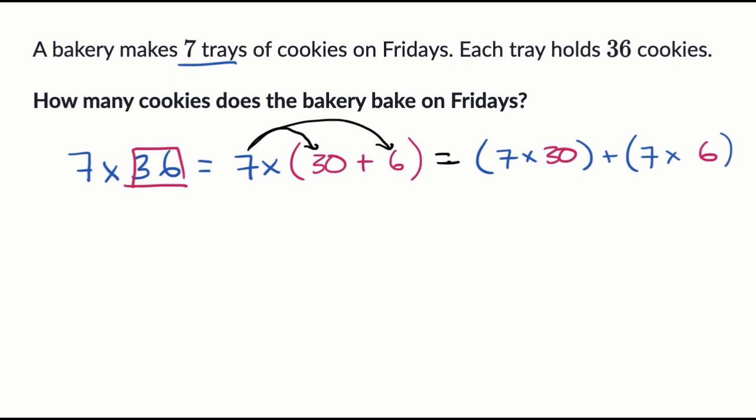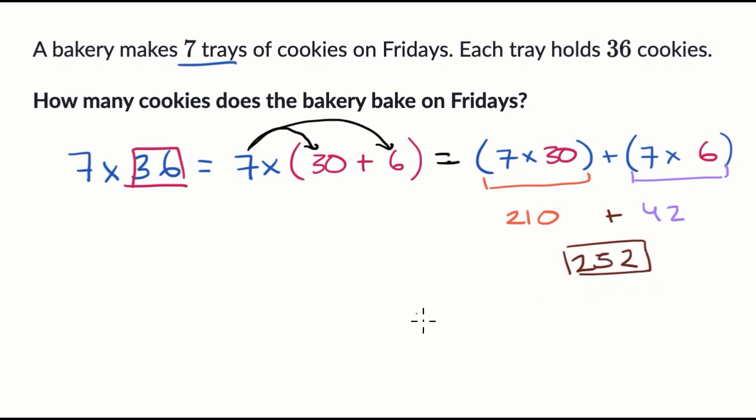And then what is that going to be? Well, this first part, 7 times 3 is 21. So 7 times 30 is 210. And then 7 times 6 is 42. And so now we're going to want to add these two together. What's 210 plus 42? Well, 210 plus 40 is 250, plus we have that other 2, so this is going to be 252. So that's one way that you could approach it.